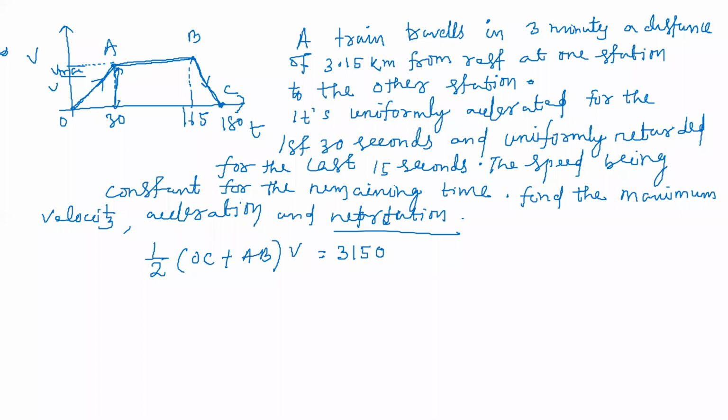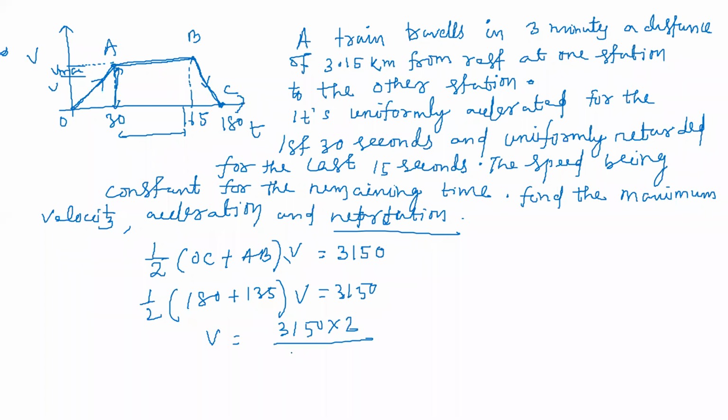So if I want to find V, how would I find V? Half into OC is how much, students? O to C is 180 plus A to B is how much? 30 to 165, that is 165 minus 30, which is 135. So half into 315 into V is equal to 3150. Multiply 3150 by 2 and by solving this, you will get V equal to 3150 into 2 divided by 180 plus 135, so that is 20 meter per second.